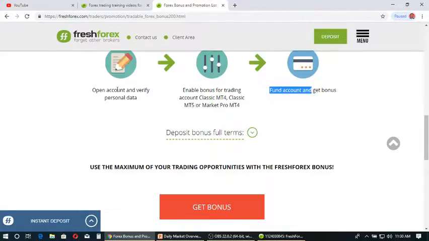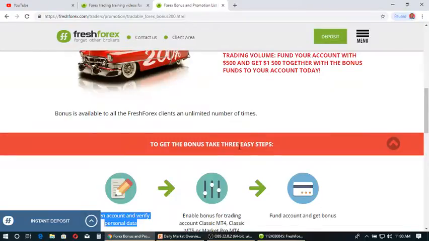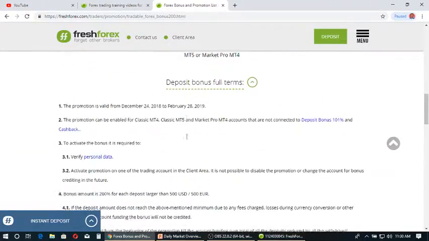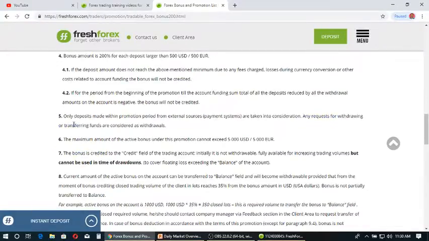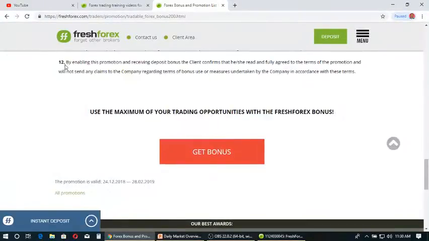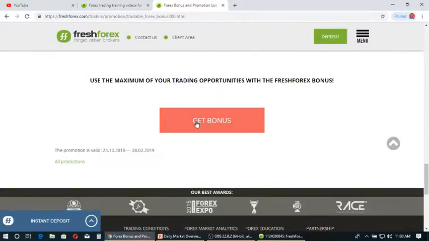If you've read these 3 steps, it means you have to be a new client to FreshForex to qualify for it. So that's the procedure. There are also terms and conditions down here which you need to read, from the first clause until the last one. Read and understand everything before you get the bonus with this button at the lower end.